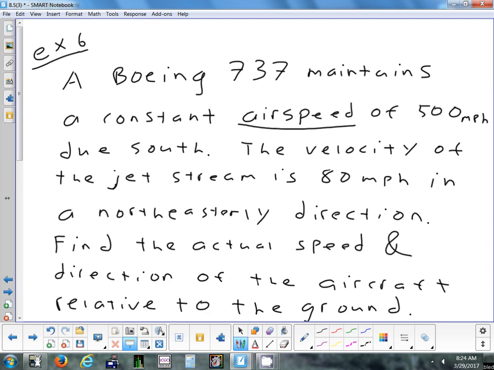So really, the only important things you need to know is that the plane airspeed is 500 miles an hour south. Jet stream is 80 miles per hour northeast. Find the speed and direction of the plane. Okay, we'll definitely do the speed. I'm not sure, well, maybe we'll do the direction. So the direction of the plane has to do with an angle. Right? And to find an angle between two vectors, that's where the dot product would come in. So everything in this problem, if I took out direction, you could have done yesterday. But if I want to know the direction, that involves the dot product.